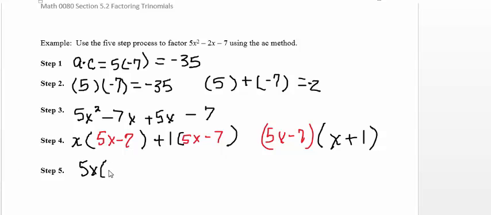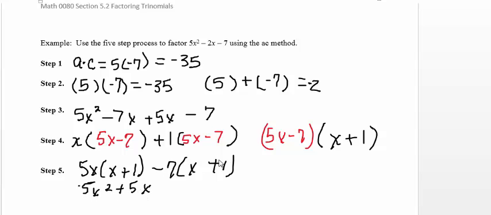And then I can check this by multiplying. 5x times x plus 1 minus 7 times x plus 1 gives me 5x squared plus 5x minus 7x minus 7. 5x squared minus 2x minus 7 is my final answer.